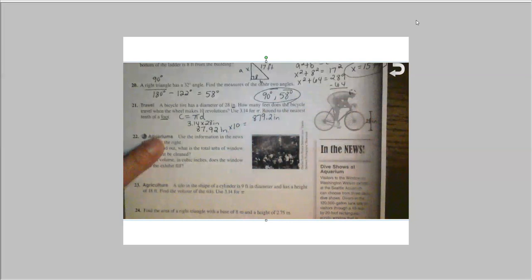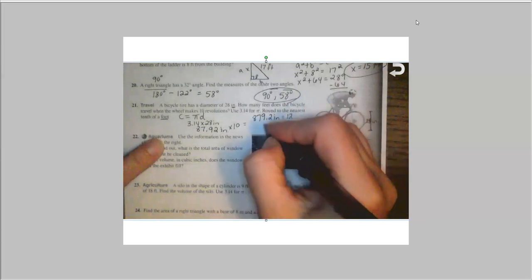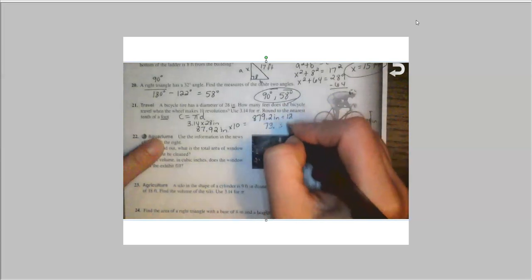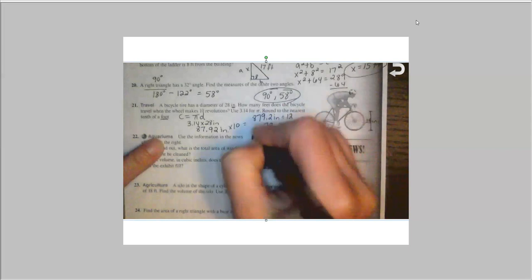So now I'm going to take that information and convert that into feet. We know that there are 12 inches in 1 foot. So if I were to divide by 12, then that will convert me over to 73.3 feet. Okay, so it's a multi-step problem.